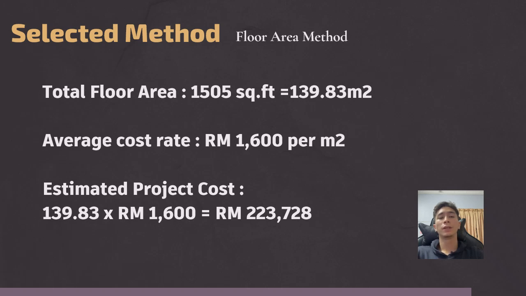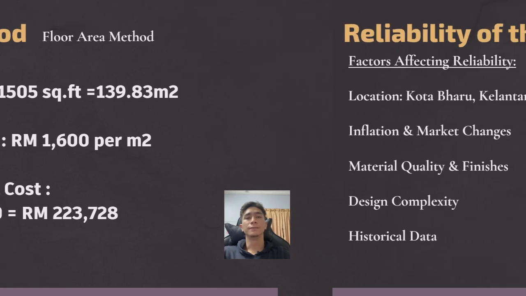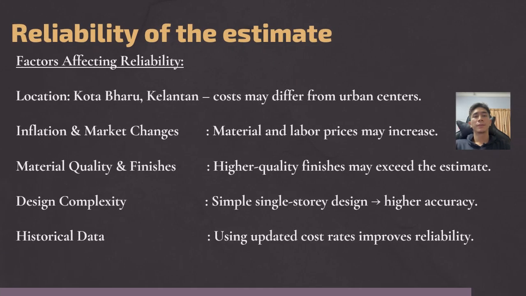139.83 times 1,600 equals 223,728 ringgit. Therefore, the estimated total project cost is around 223,728 ringgit. However, the estimate is only approximate, and its reliability depends on several factors.